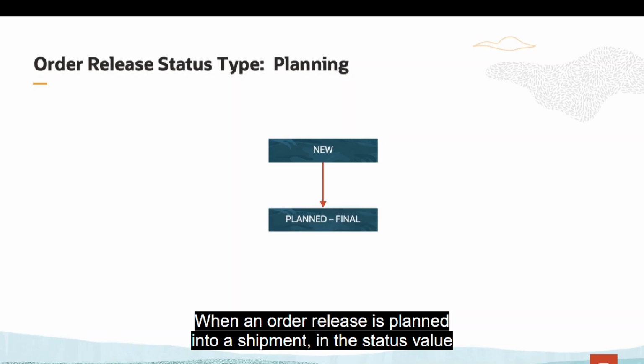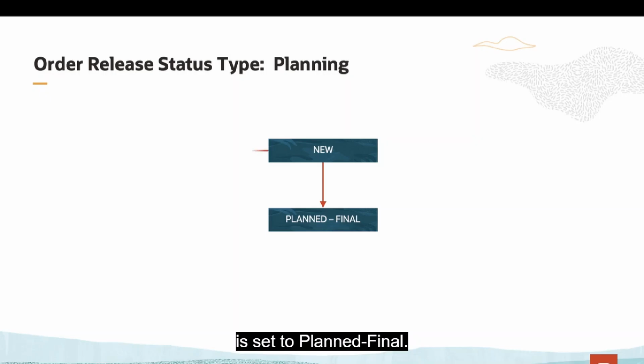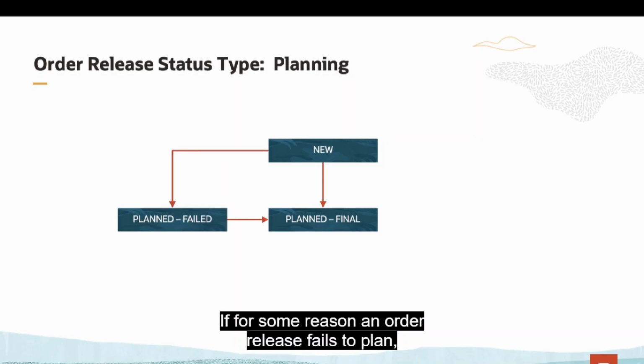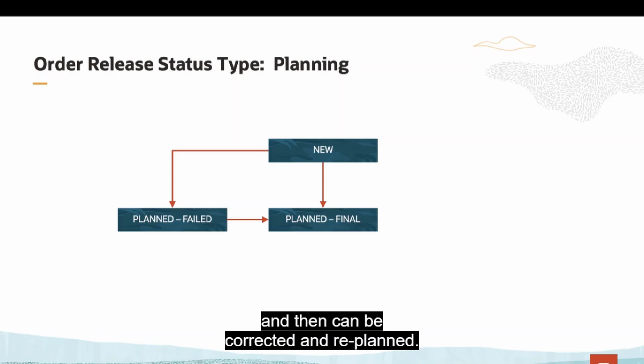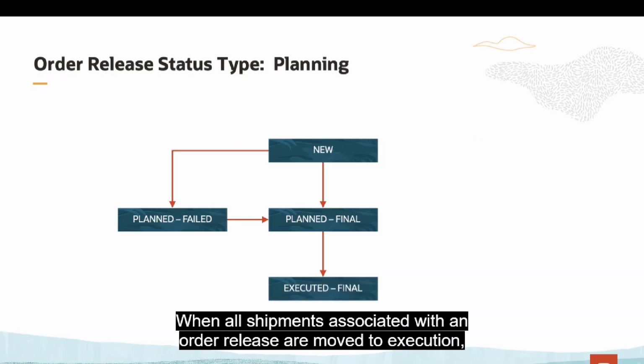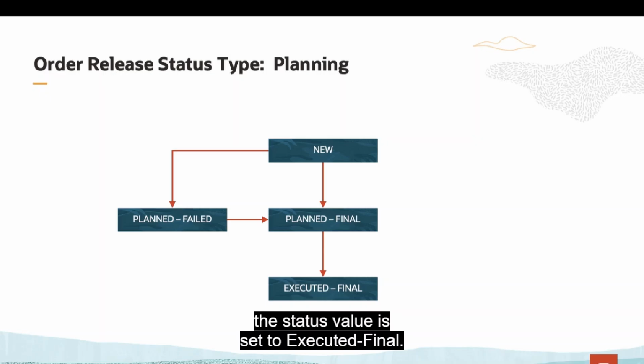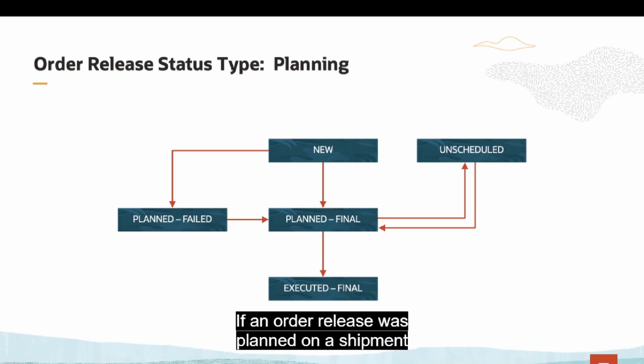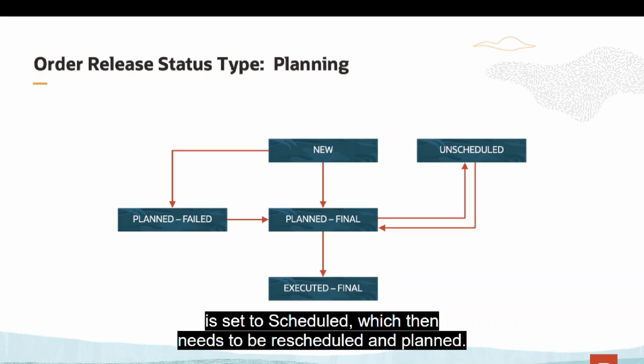When an order release is planned into a shipment, the status value is set to planned final. If for some reason an order release fails to plan, the order release status is set to planned failed and then can be corrected and replanned. When all shipments associated with an order release are moved to execution, the status value is set to executed final. If an order release was planned on a shipment and then unassigned at a later date, the status value is set to unscheduled, which then needs to be rescheduled and planned.